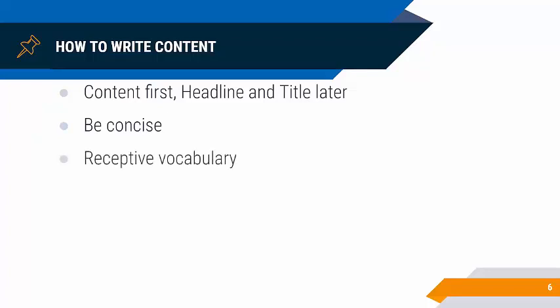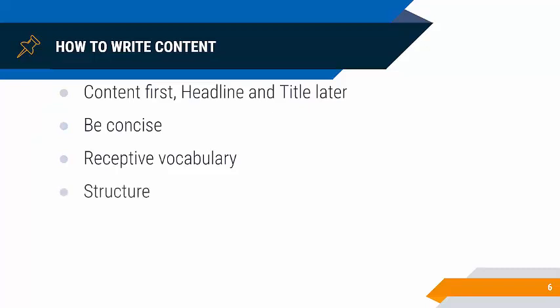Receptive vocabulary is essentially words that we recognize. So if I don't understand a word, it's not part of my receptive vocabulary. Because most Americans are at an 8th grade reading level, we don't necessarily have the broadest vocabulary. So don't write above that reading level. If it becomes a challenge for your readers to follow what you're saying, they're going to give up.